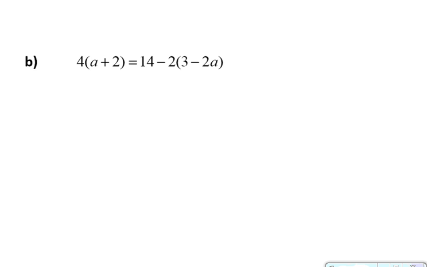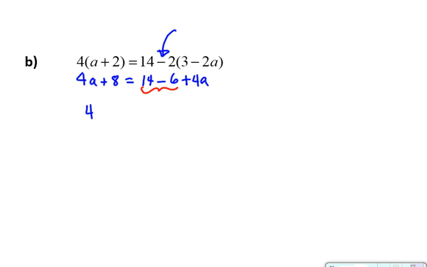Example B, I will need to again distribute, so I will get 4a plus 8 is equal to, I have 14. This time I'm going to be distributing the negative 2. So I'll have 14, and I'll have negative 2 times 3 is negative 6. And negative 2 times negative 2a is going to be positive 4a. So don't forget that you're multiplying by a negative 2. We'll need to finish up by combining the terms on the right side.